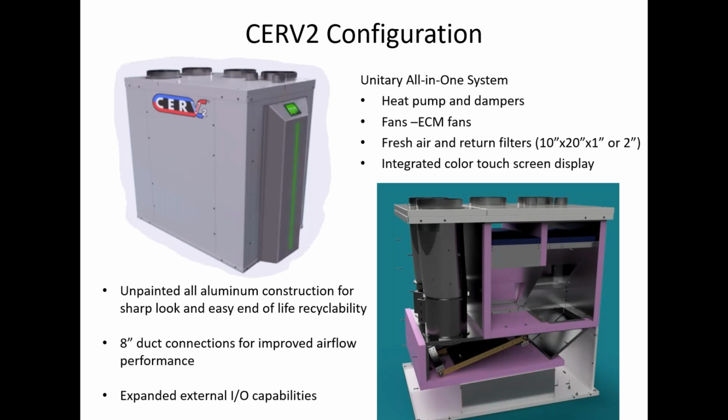Looking specifically then at the CERV2 system, we'll start looking at the configuration and operation of the unit. The CERV2 is our second generation unit, so it's an all-in-one. The heat pump and the dampers used for the air control, as well as the fans, are all built within the unit itself. Our previous generation unit was more modular, where things were done outside of a single unit. So this significantly has improved the installation ease.